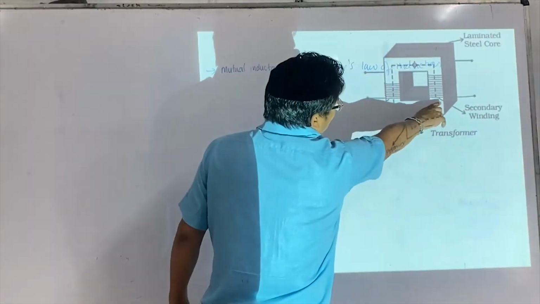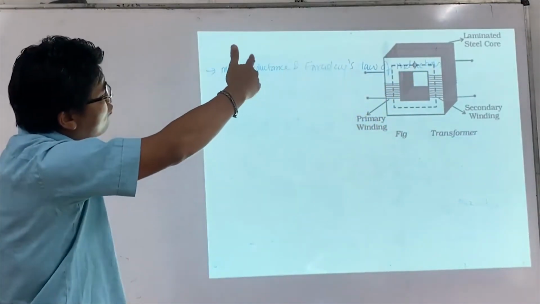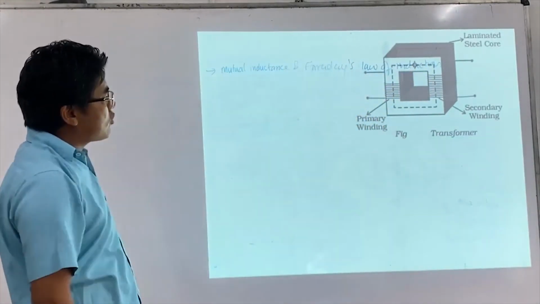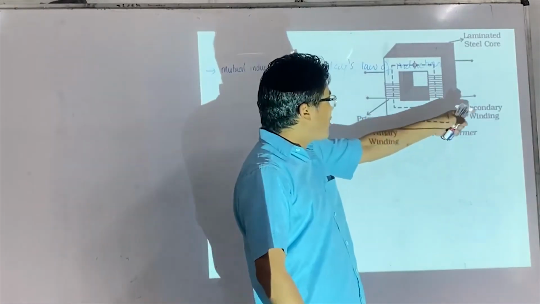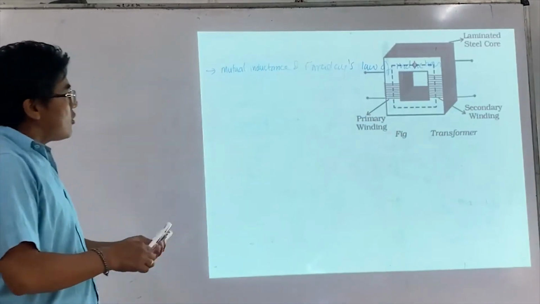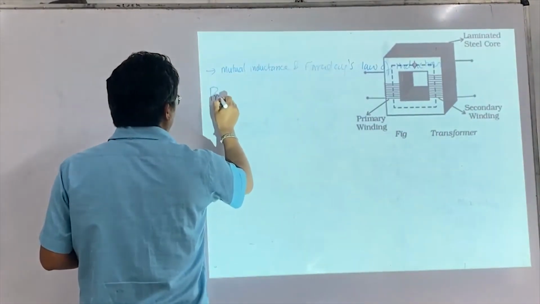So last class we talked about this. Why do we put a laminated steel core? Why do we require laminated, right? In order to reduce eddy current. So one is called the primary coil, another one is called the secondary coil. Now, having this, I just say primary winding or primary coil.